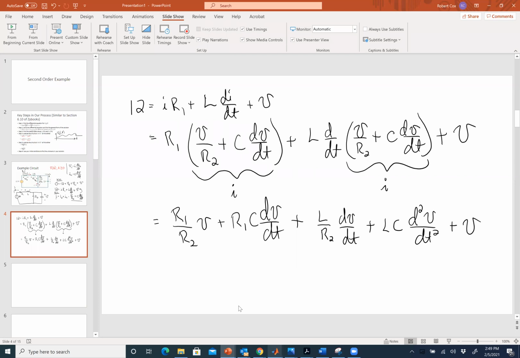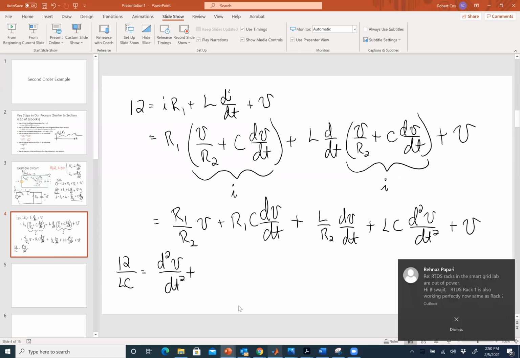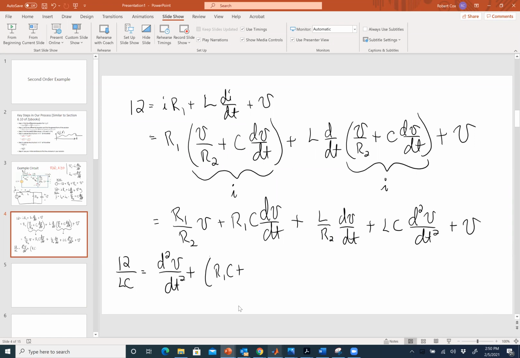So now I have a second order differential equation right there, isn't it? Yep. So basically, if I group everything here, I'm going to have 12 over LC equals d squared V by dt squared, plus R1C plus L over R2 times dV by dt, plus V over LC.